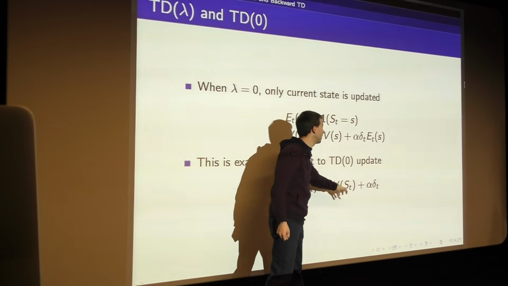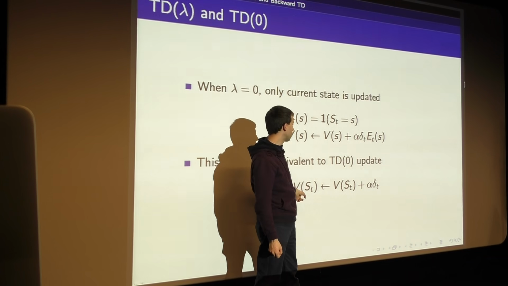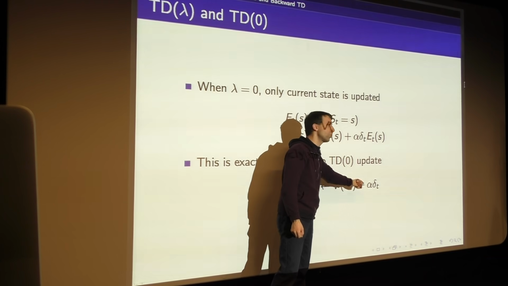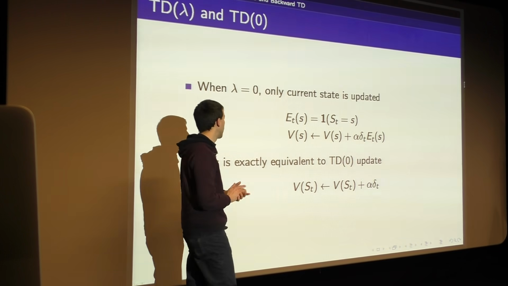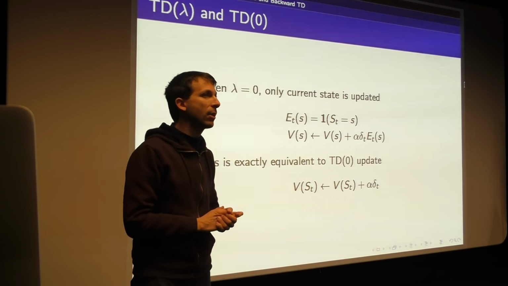It gives us our update. For the state that we visited, we update the value function in proportion to the TD error for that state, only if that state was visited and never otherwise. Okay?